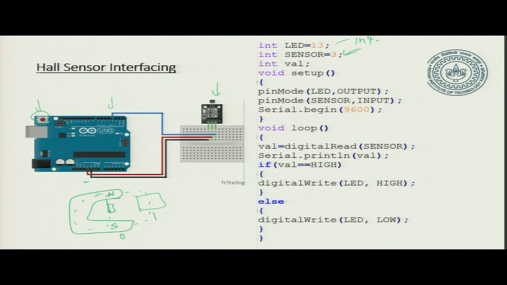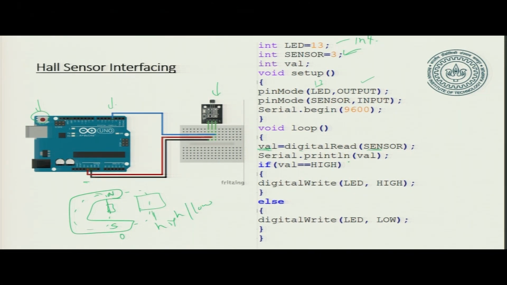Now, here we are first defining the pin mode of the LED as output, pin 13. The LED is an output pin. Now, the pin mode of the sensor is an input pin, which is coming from the Hall effect sensor. Again, we are writing that the value which is coming is equal to the digital read from the sensor. So, it is reading the Hall effect sensor. It is a 1 or a high, or a low.